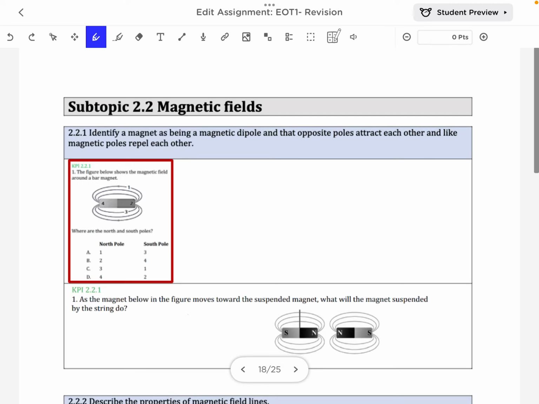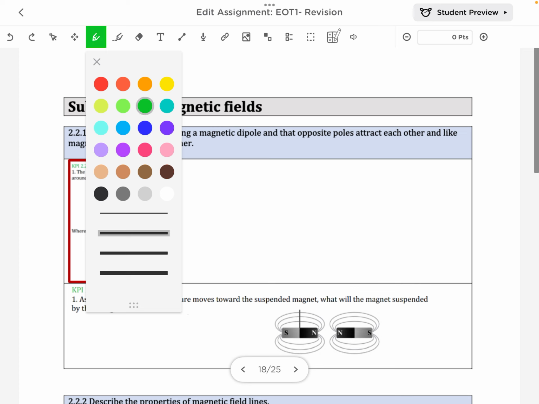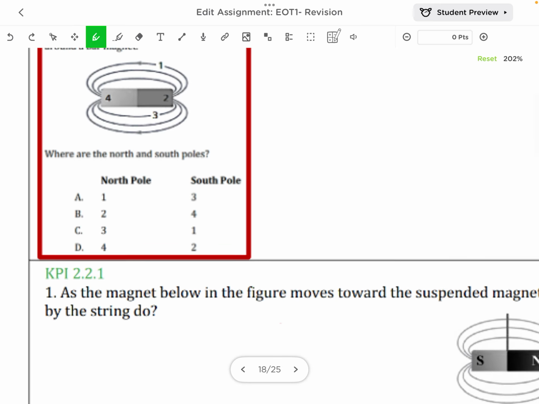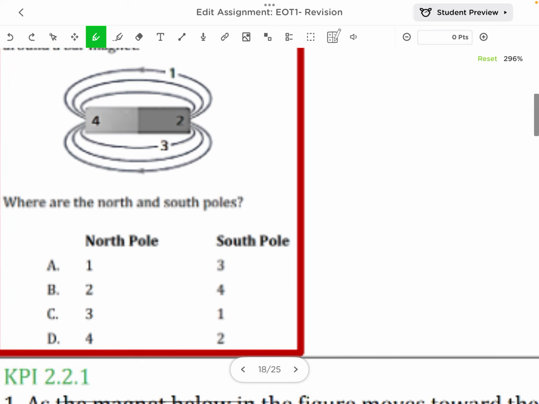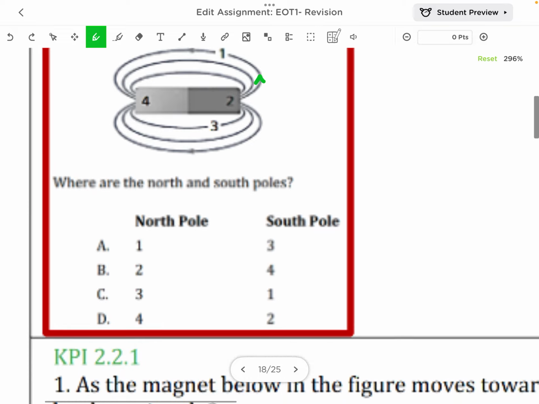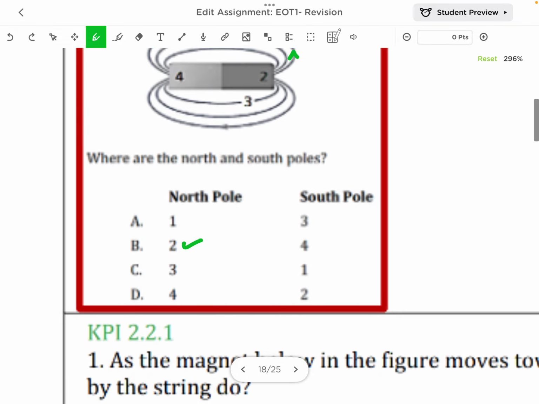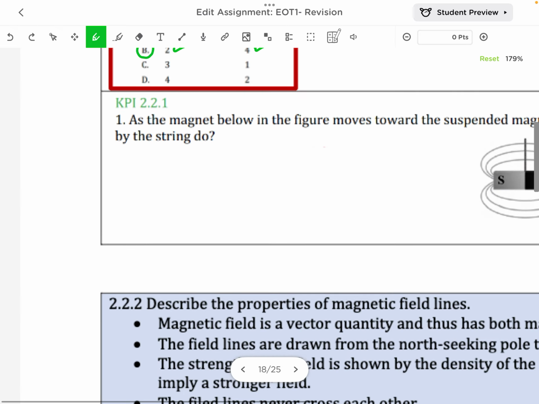Grade 12 Advance, end of Term 1 revision. 2.2. The figure below shows the magnetic field around a bar magnet. What are the north and south poles? I can see that the magnetic field lines are going out of 2, so 2 is the north, and going into 4, so 4 is the south.